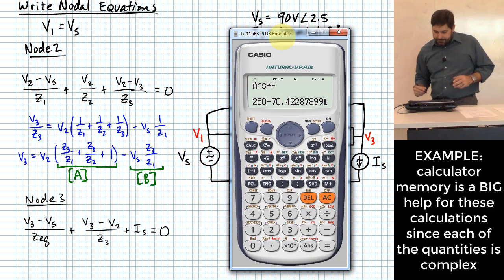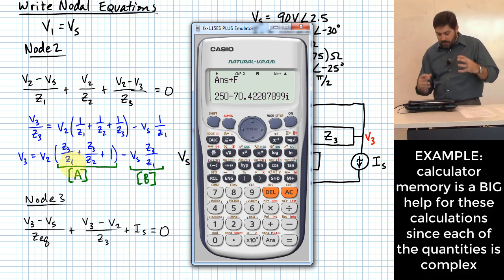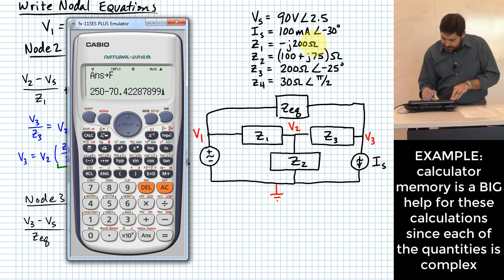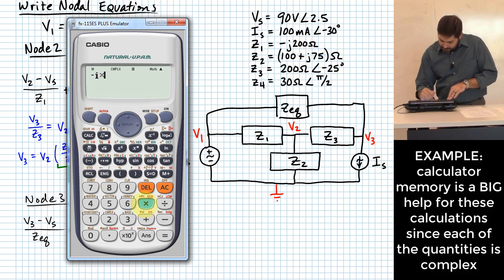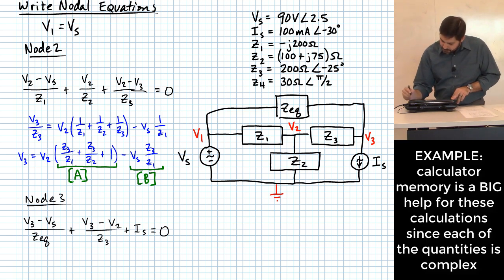Okay, so here's what that would look like. I've already got ZEQ stored into F. Why don't I take Z1, Z2, and Z3 and store them into C, D, and E. I'll start with that because that makes calculating this a little bit easier. So let me take minus j times 200. That's my Z1, and I'm going to store that into variable C. Then I'll take 100 plus 75j and store that into D. And then I will take 200 angle negative 25 degrees, and store that into E. Just so I don't forget those, let me mark those up here.